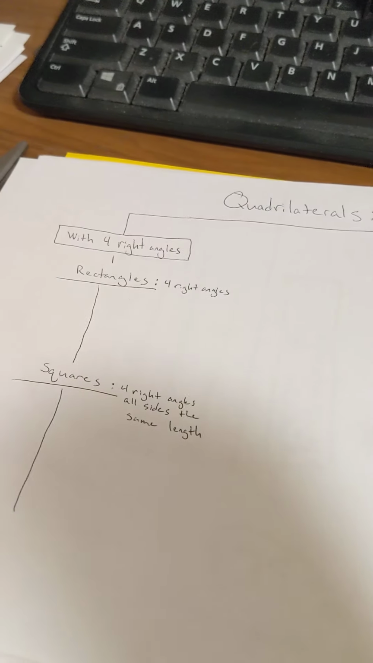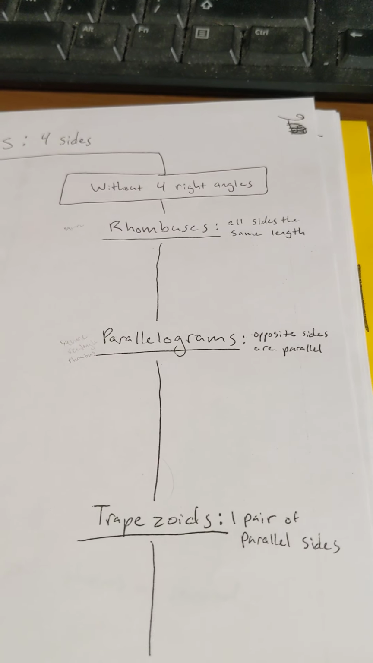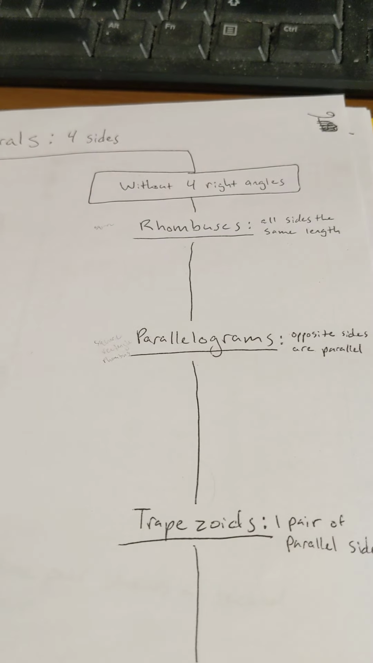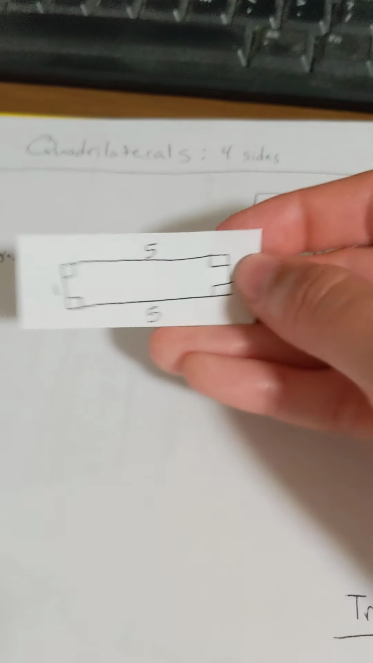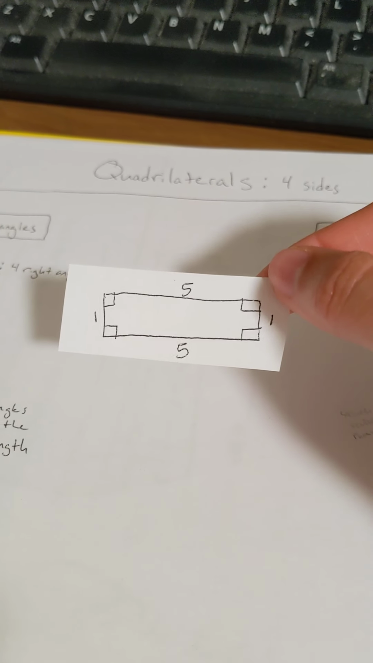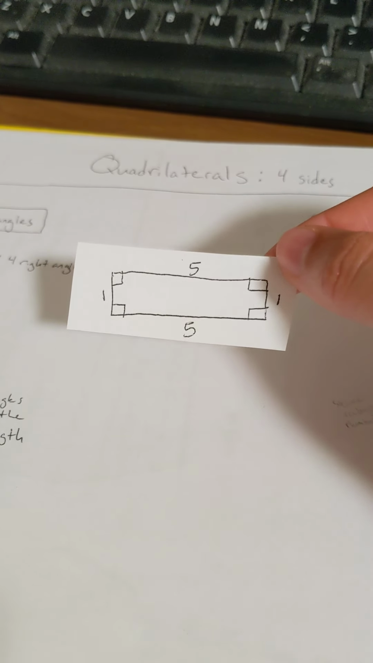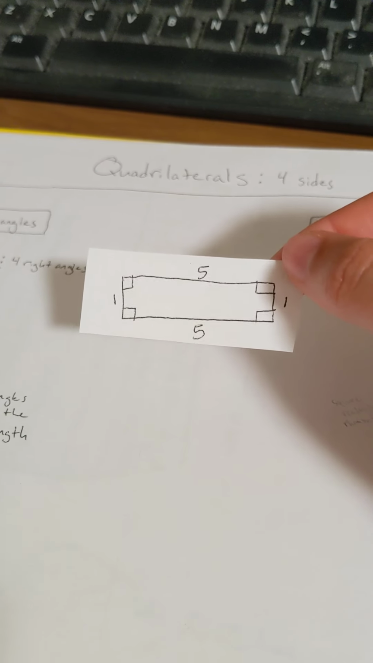Okay? So, I'm going to pick up a shape and we'll take a look at it together. Okay, let's start with, it's hard to pick up. Let's start with the one that has 5 on top, 5 on bottom, and 1s on each side. Okay, find that shape. Pause the video and find that shape.